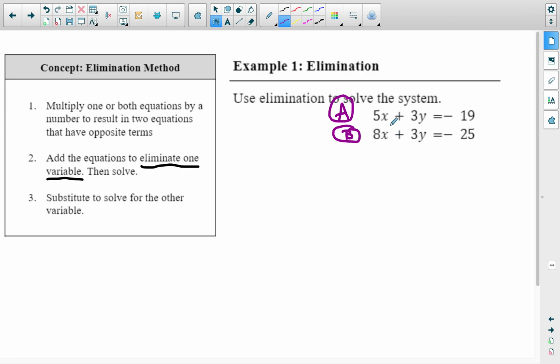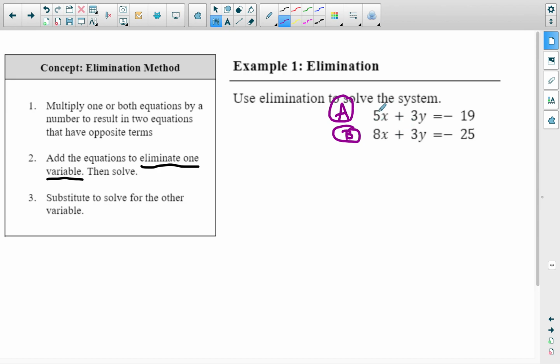I need to somehow get rid of one of these variables so that I can solve for x or y. So the way that we did that with substitution was by getting one of the variables by itself. So say like I could get y by itself here by subtracting 5x and then dividing by 3, and then I would plug in whatever expression y was equal to. I would plug that in for the y down here. But with elimination, this is really nice for when substitution is not as easy.